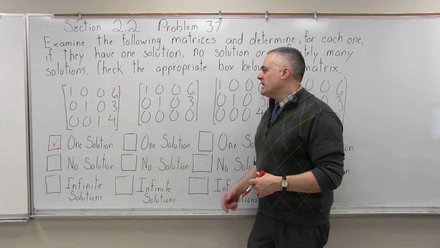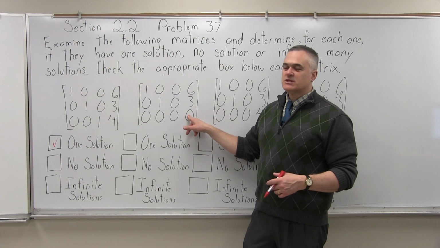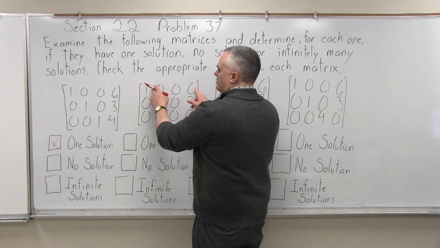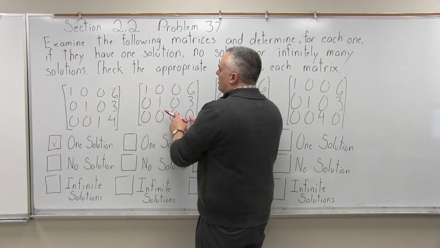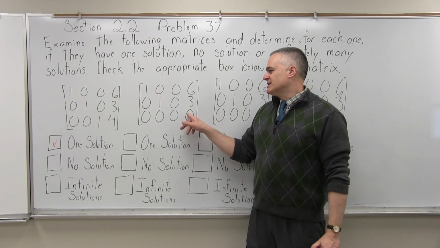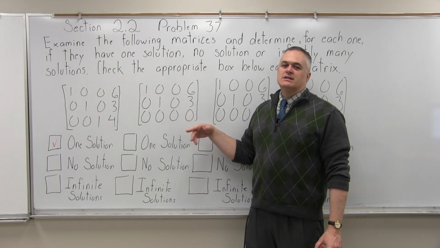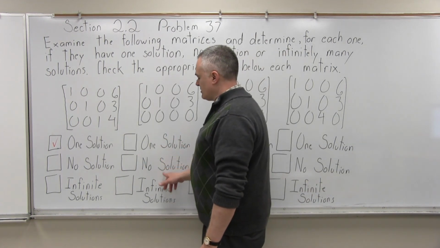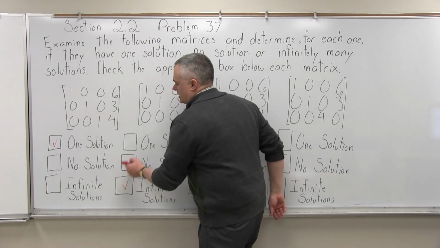Now, on to the next matrix. It's almost exactly the same as the first matrix. What's changed? Just the bottom row, these 2 positions here. The top row is the same, the middle row is the same. The bottom row has changed. The bottom row is now all zeros. So the way that changes it is that an all zero row is giving you infinitely many solutions. So of my options, one solution, no solution, infinitely many solutions, you check the bottom box.